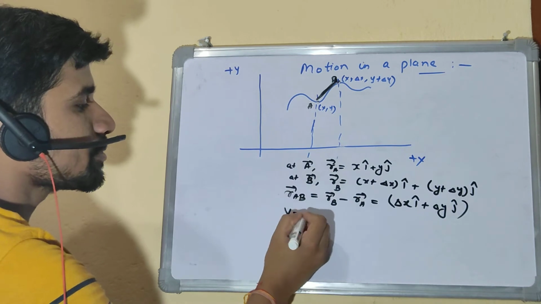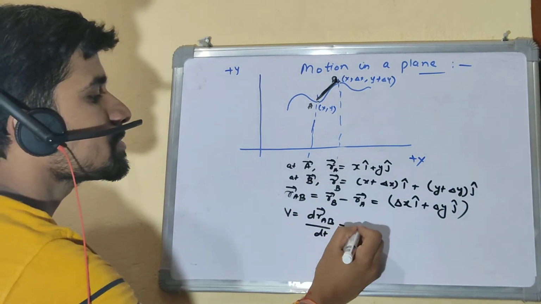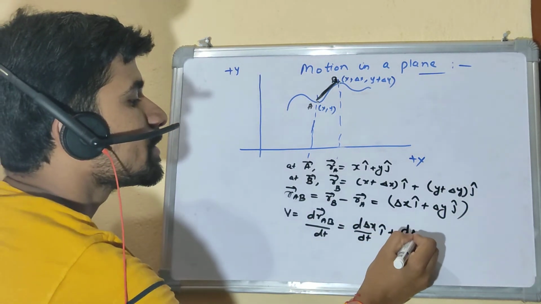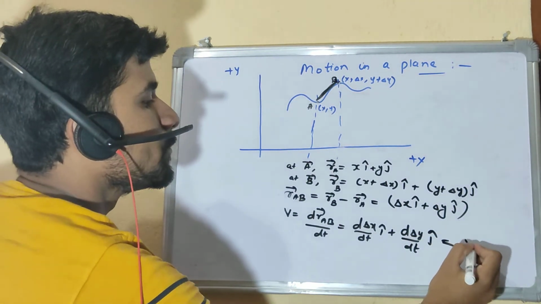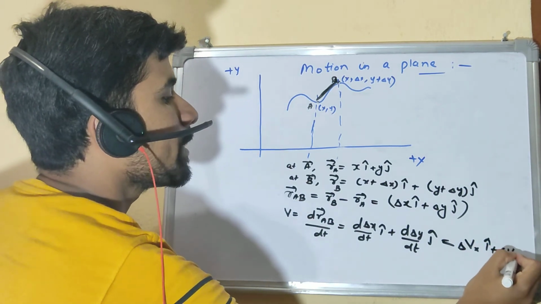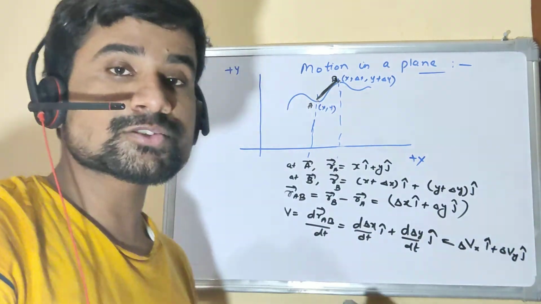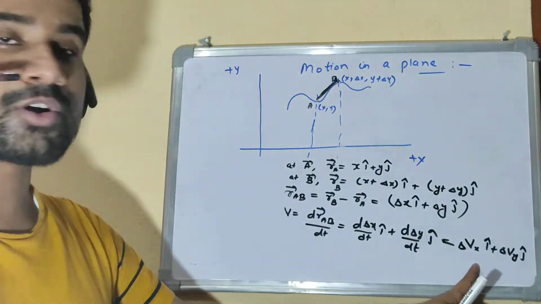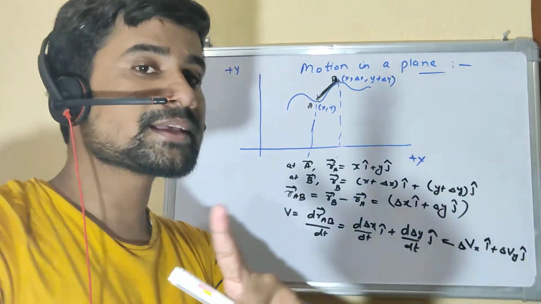So velocity is nothing but the differential of this with respect to time, and it becomes the differential of delta x with respect to time i cap plus the differential of delta y with respect to time j cap, and let's say this becomes vx i cap plus vy j cap, right? Now you see velocity also has components in x and y. vx is the component along the x-axis, vy is the component along the y-axis.